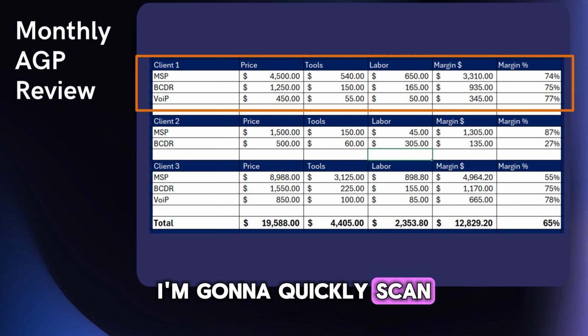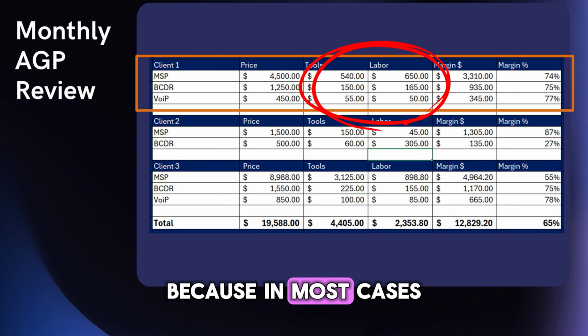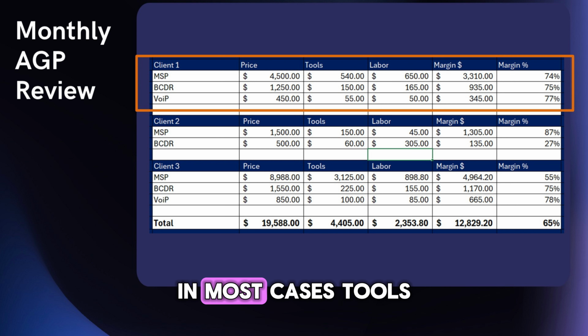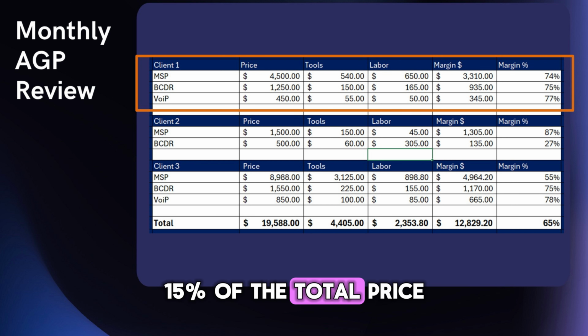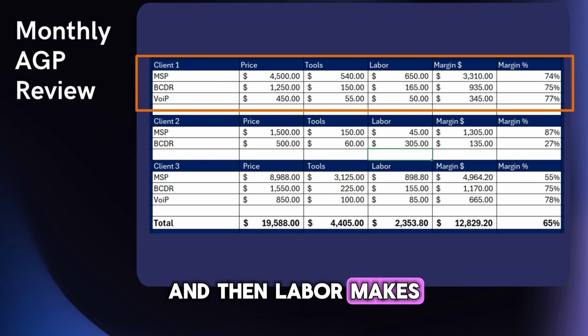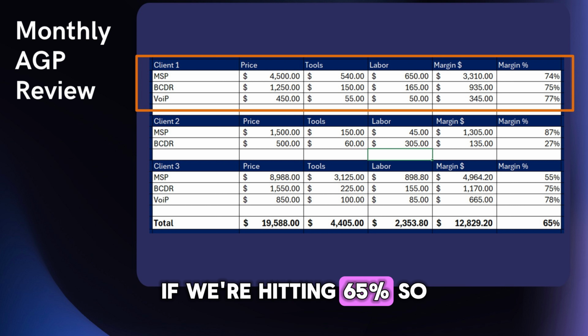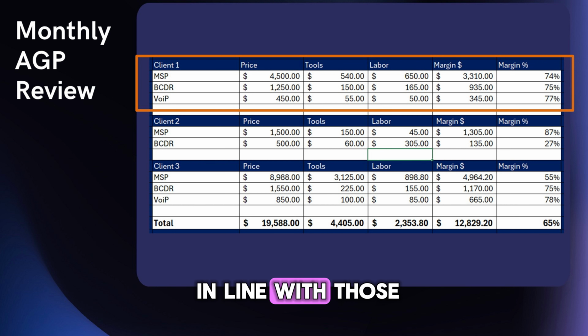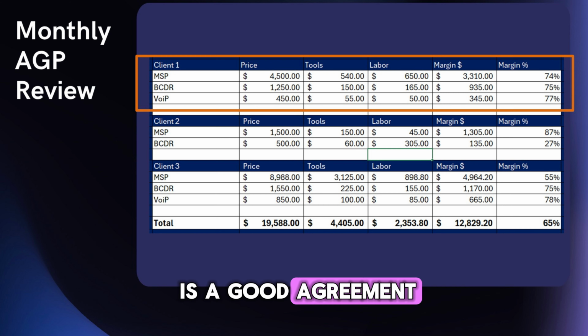Now I'm going to quickly scan and look at the tools and labor versus the price because in most cases, now yours could be different, in most cases, tools are somewhere between 10 and 15% of the total price. And then labor makes up the additional roughly 20% if we're hitting 65%. So I want to make sure we're in line with those general guidelines. And if so, we're going to say this is a good agreement for that month.